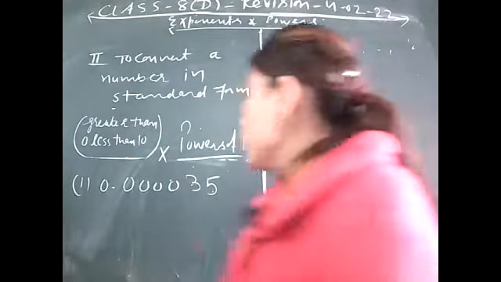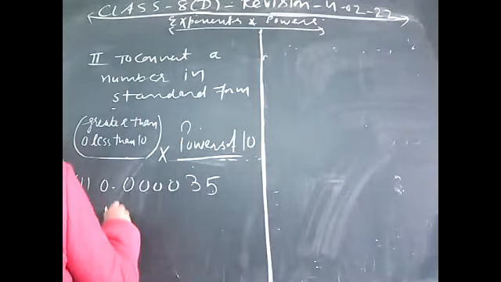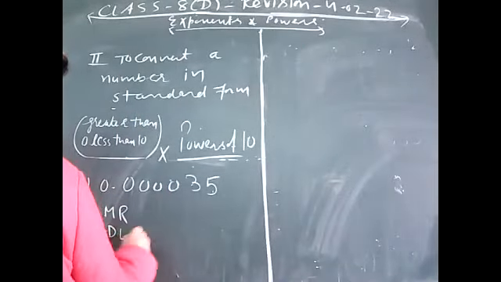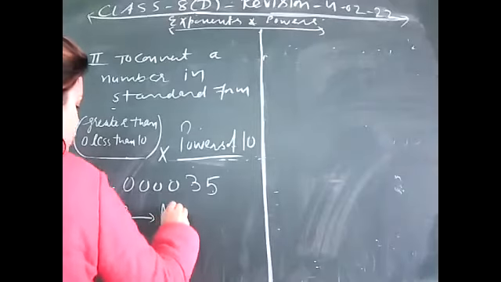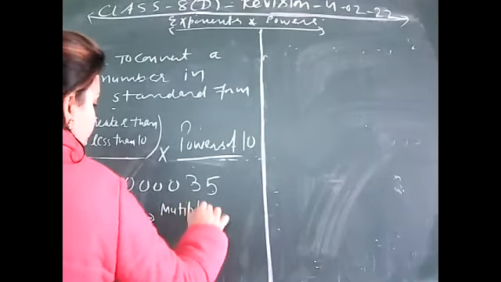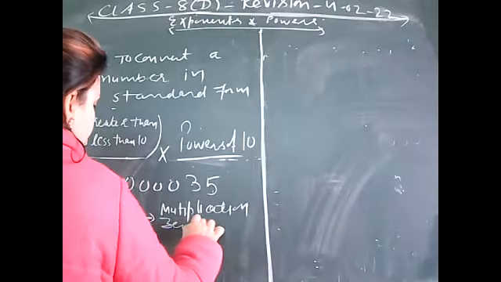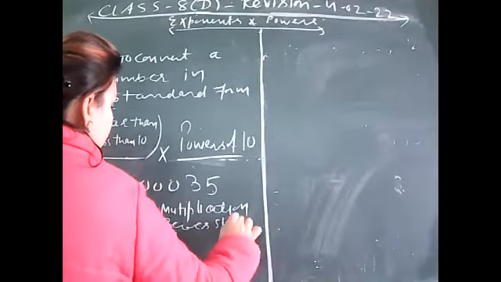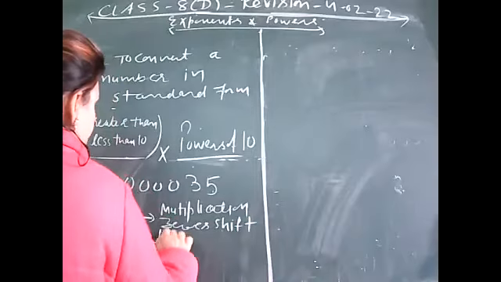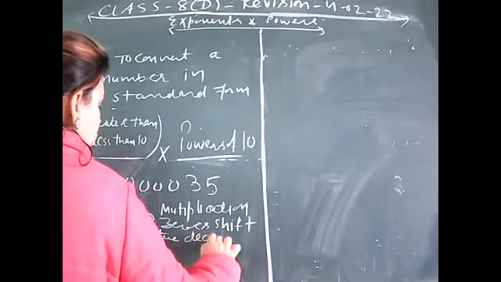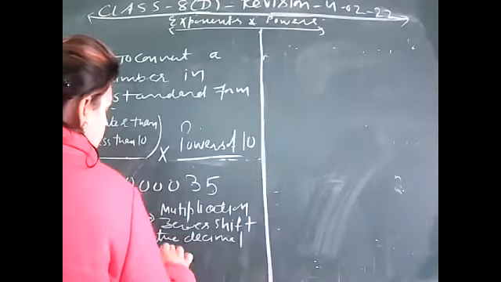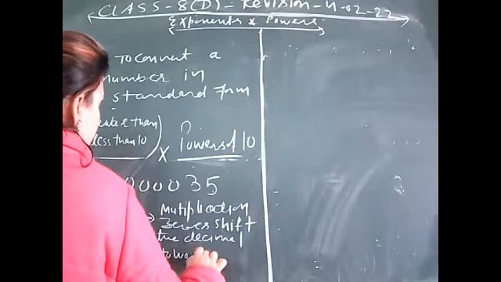And I told you one rule, MR DL. What is MR? Multiplication zeros. Shift the decimal towards right.